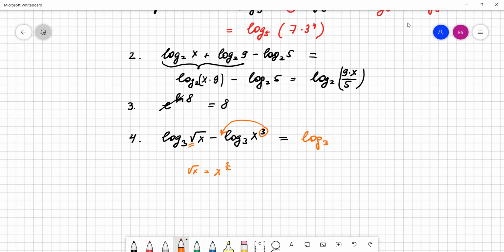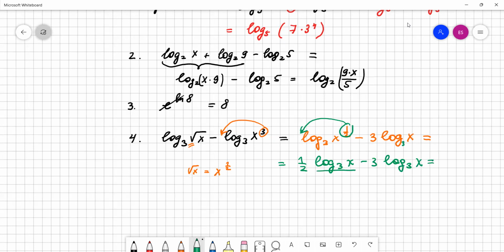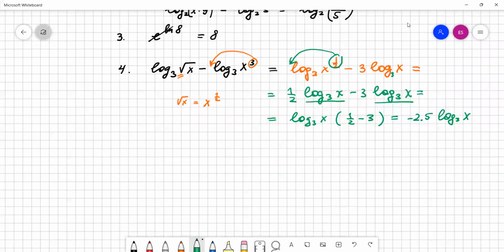So actually we have logarithm with base 3 of x to the power of 1 over 2 minus, and I'm going to take this 3 in front, logarithm of x. And now I'm ready to take this 1 over 2 in front, and I'm going to get 1 over 2 logarithm with base 3 of x minus 3 logarithm with base 3 of x. Now, logarithm with base 3 of x and logarithm with base 3 of x are the same, so I'm going to take it outside of parentheses. That's 1 over 2 minus 3, which is going to give me minus 2.5, right? Logarithm with base 3 of x. So that's the simplified version of my expression.